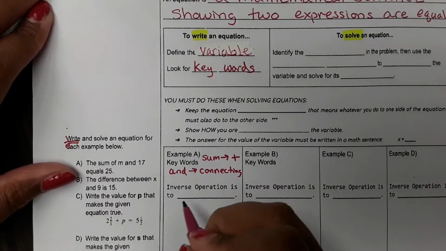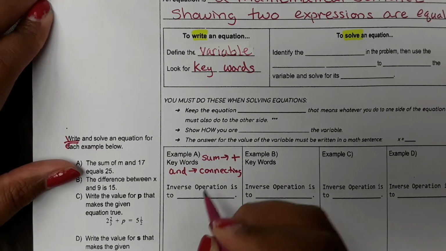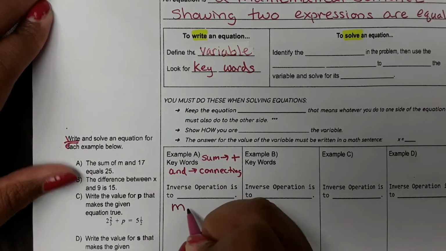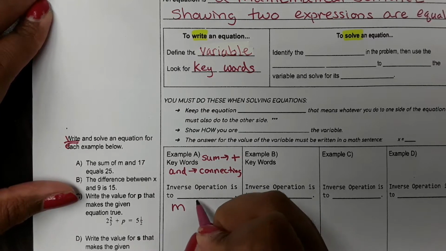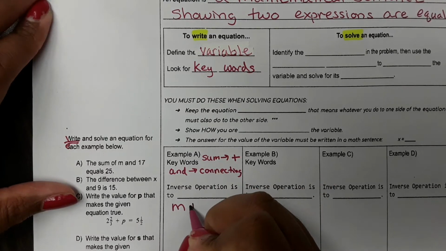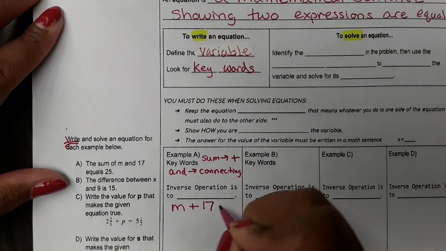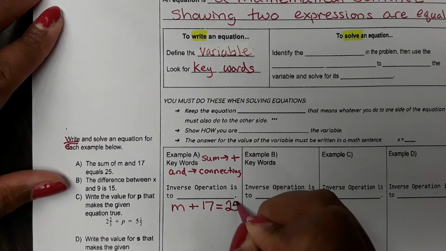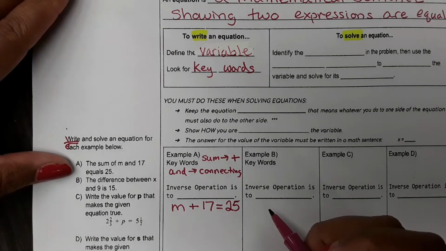So we would start with the sum of, which means we're adding, so it's the answer to an addition problem, m and 17. So 17 and m are connected, and we know it's an addition problem, so we can put addition between the two. They're connected through addition, equals 25. We have our first one written. Let's go to example B.